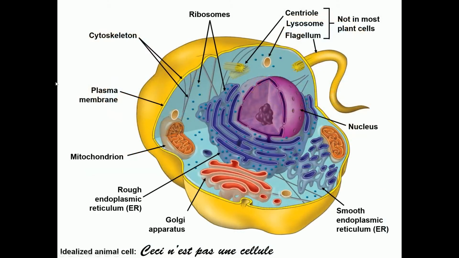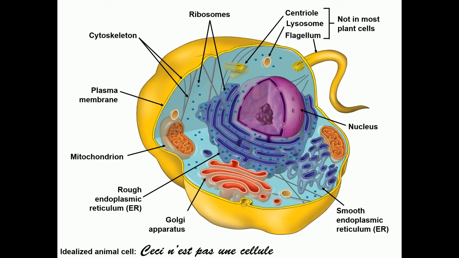At the bottom here, I've written "Ceci n'est pas une cellule," which means this is not a cell. This is a reference to an old famous piece of artwork called The Treachery of Images, which is a picture of a pipe, and it says this is not a pipe. The idea is don't confuse the image of something with the real thing. And that's the same mentality that I want you to bring to this image.